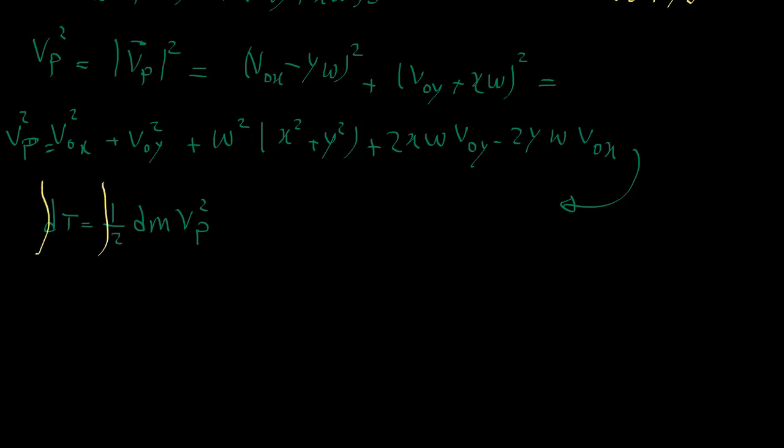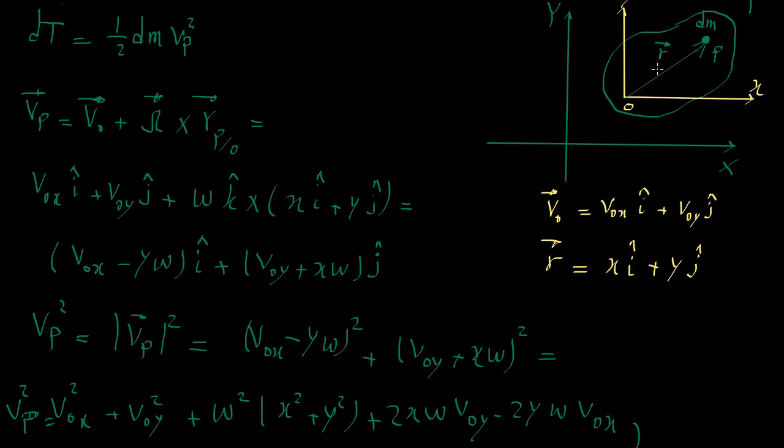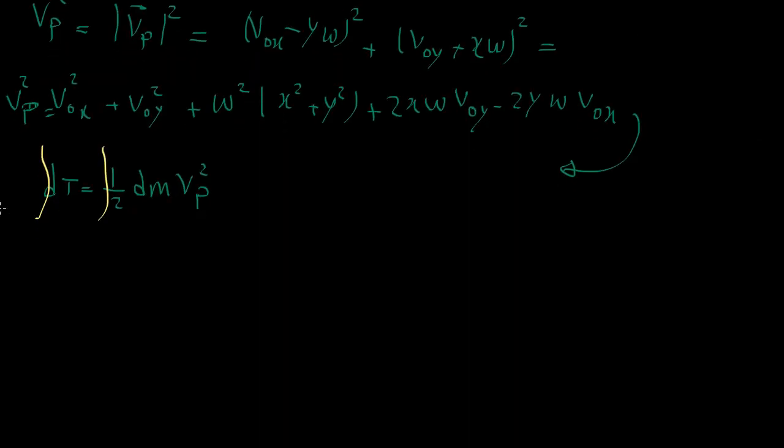If we integrate this here, we have to calculate the integration of this term. The integration of dT, the sum of all the kinetic energies of the elements of the rigid body, would be the kinetic energy of the whole rigid body. So the integral of dT would be T for the rigid body, which is equal to, we can bring out this 1 over 2, and then we have to do this integration.